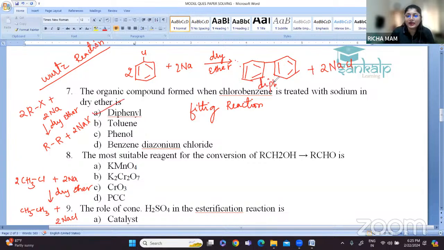So this is a compound called diphenyl, or we call it biphenyl, because 2 benzene rings are fused there. You can see that the benzene rings are fused, right? So the answer is A. Understood? Is it clear? You can give the responses in the chat box if you have understood the things. If you want me to explain again, I'll explain it again.